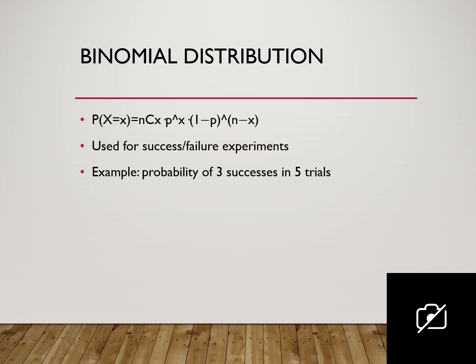Binomial distribution. One important discrete distribution is the binomial distribution. It is used when experiments satisfy these conditions: a fixed number of trials, independent trials, and two outcomes, either success or failure. Here the formula is P of X equals x is equal to nCx multiplied by p raised to x multiplied by 1 minus p raised to n minus x. For example, finding the probability of getting exactly 3 successes in 5 attempts.